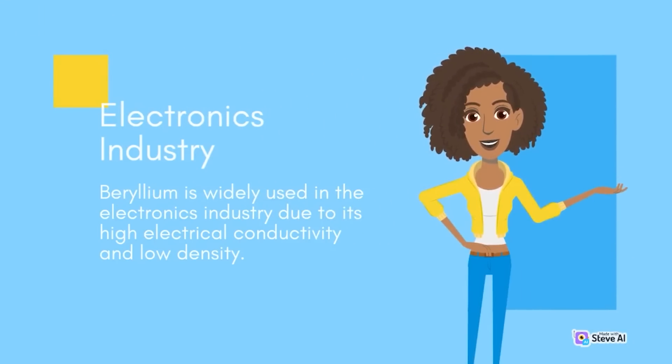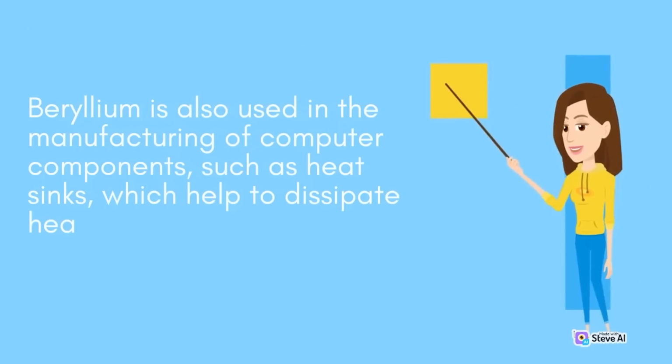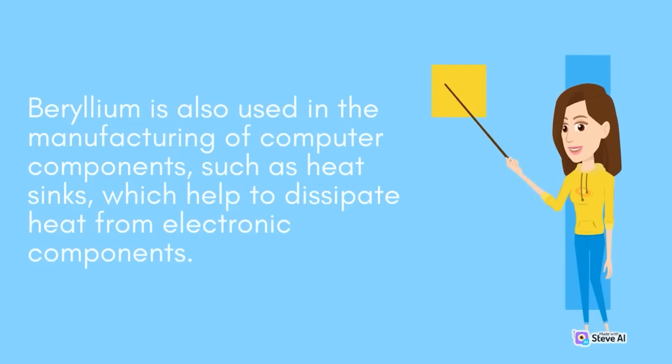Electronics industry. Beryllium is widely used in the electronics industry due to its high electrical conductivity and low density. Beryllium is used in the manufacturing of electrical contacts, connectors, and switches. Beryllium is also used in the manufacturing of computer components, such as heat sinks, which help to dissipate heat from electronic components.